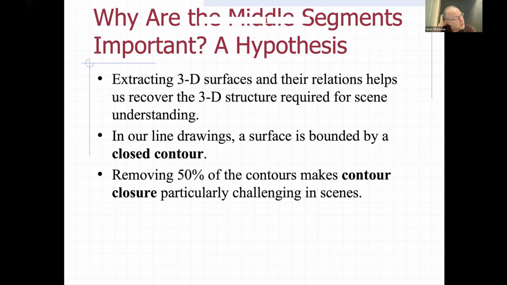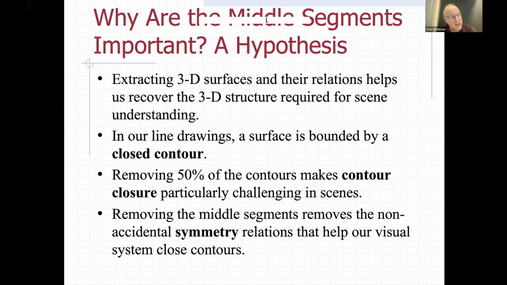We try to find those closed contours, we group them into 3D structures, and we believe that's how we infer scene category. Now, if you remove 50% of the contours that make up a contour closure, then it makes contour closure a very challenging problem. And we postulate that removing the middle segments of those contour closures removes those powerful non-accidental symmetry relations that really help our visual system close contours. So those symmetry cues that I showed in those original images at the beginning of the talk, we believe that removing the middle segments removes or reduces the impact that that symmetry can have on the process of categorization.